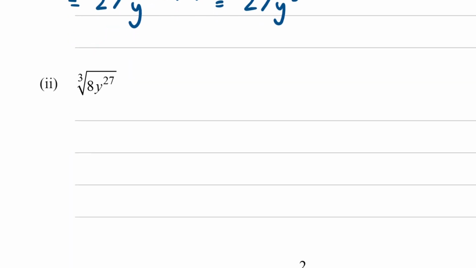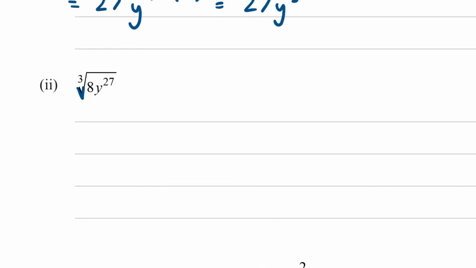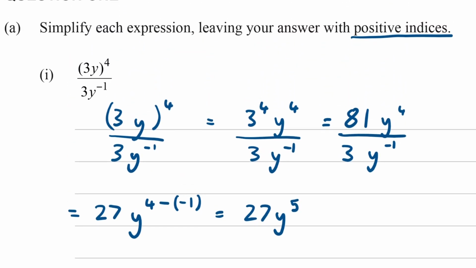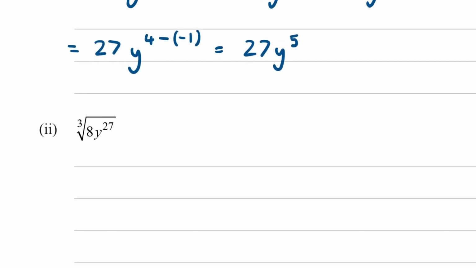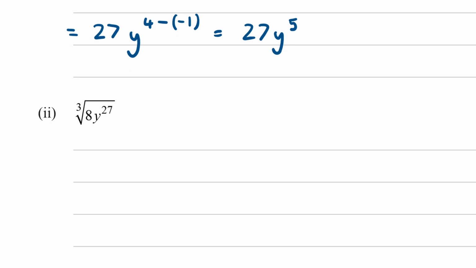Alright, and part 2. Notice we have this cube root, or this root symbol, and the question specified positive indices, okay? So right now, instead of expressing it as a root, we could do it as a fractional power. So for example, the square root of x is the same as x to the power of 1 over 2. So 2 is the nth root, so in this case it's a square root, and then the 1 in the numerator corresponds to the power of the variable.